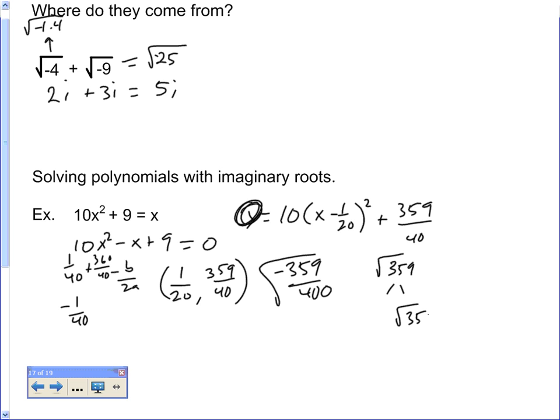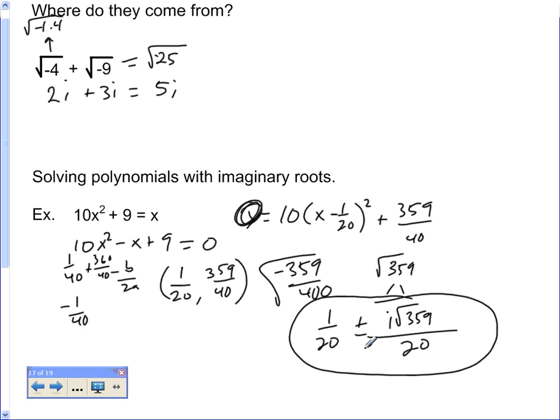So I get the square root of 359 with an i in front from the negative, over 20, plus or minus because I square rooted. And then I've got to add my 1/20th. Okay, so there's my two roots in their standard form. Here's my real part, here's my imaginary part.